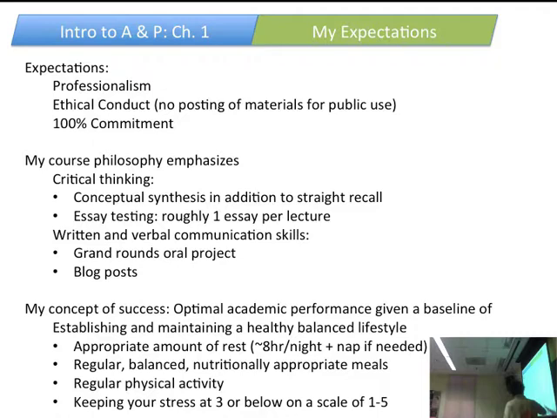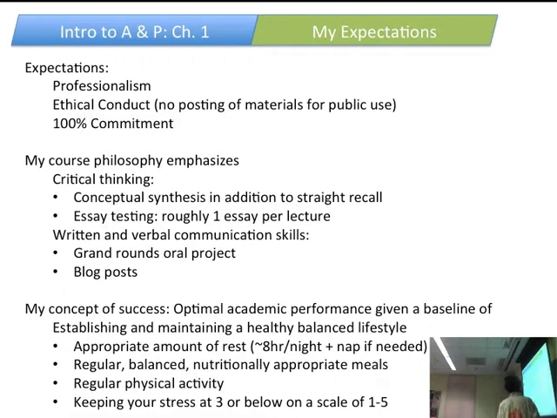All right. So my concept of success. What do I think success is in this class? Success is, yes, giving me your best performance. Doing as good a job on the assignments, on the quizzes, on the tests, on the projects.